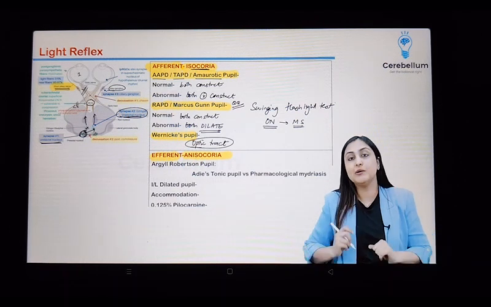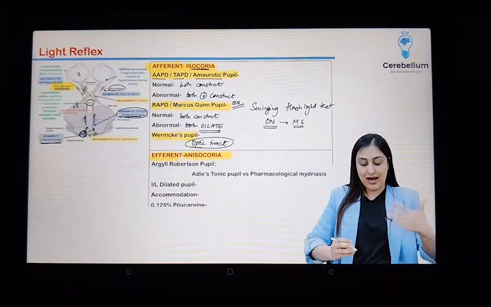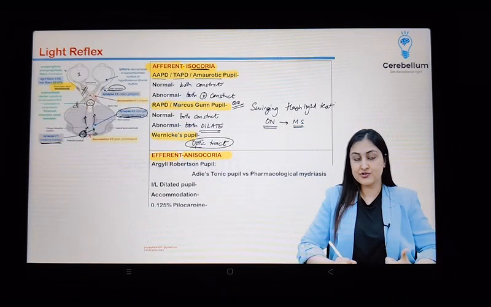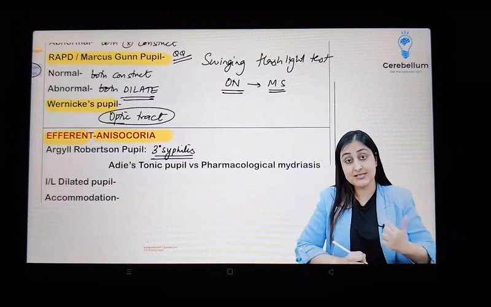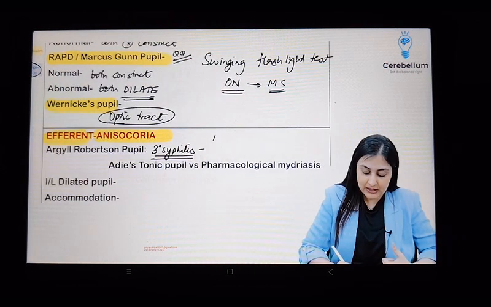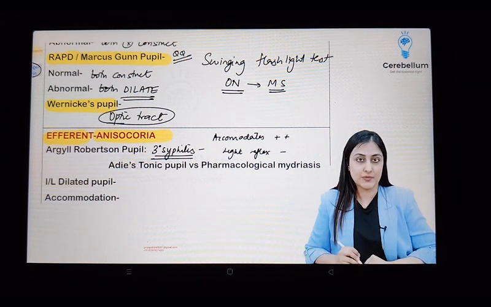Now let's go to the efferent pathway having a problem. So here you're going to have one eye which is abnormal. Okay, so Argyll Robertson pupil is unilateral first of all, and this is seen in tertiary syphilis, something I've taught you in tertiary syphilis as well. This is seen in sex workers. So from there you can remember it accommodates but does not react. So accommodation is present but light reflex is absent. Okay, so this is about Argyll Robertson pupil.